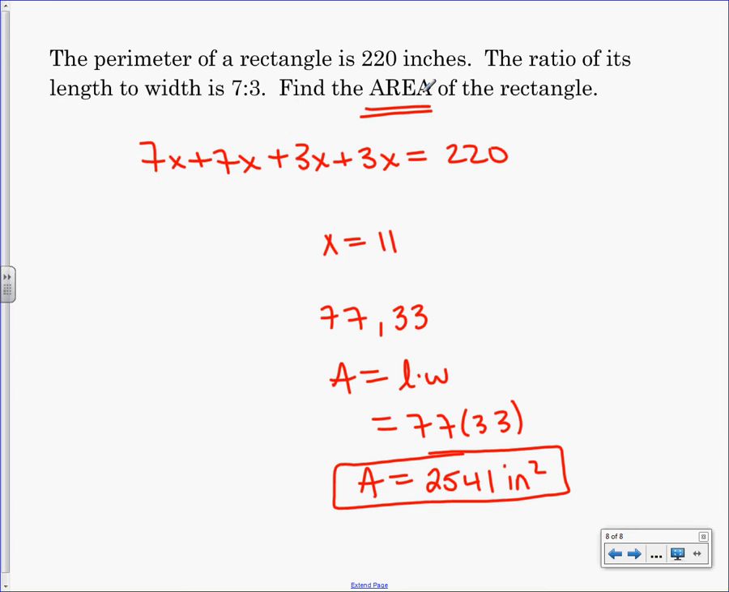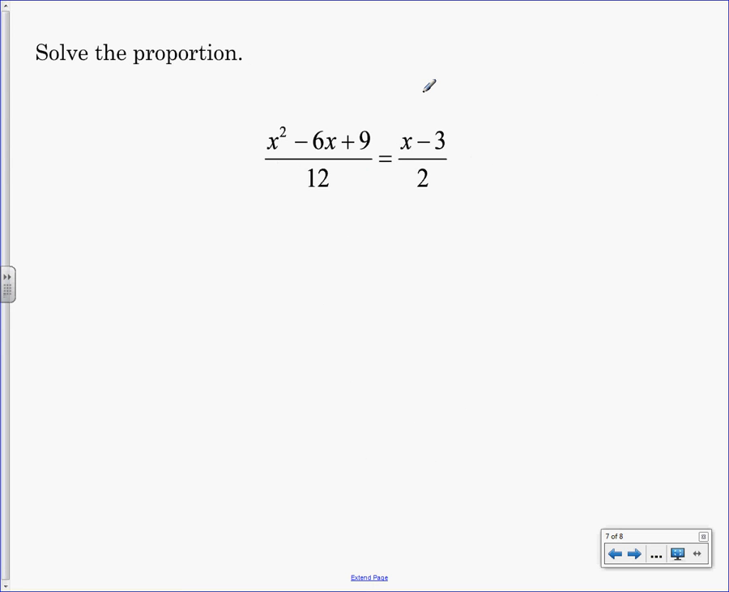Is anyone confused at all? Super easy? Okay, so let's go backwards by 1. Let's go to this one. It's letter X on your notes, okay? This one's going to be a little bit easier than the other one, so I wanted to start with this one. So it says solve the proportion.